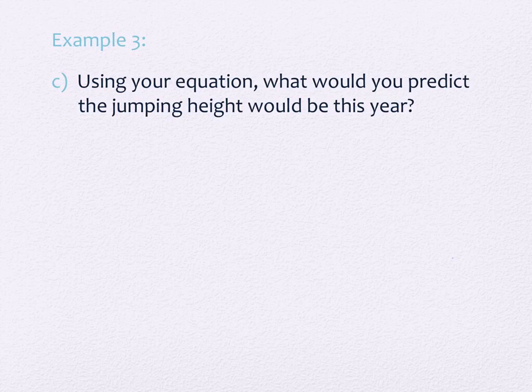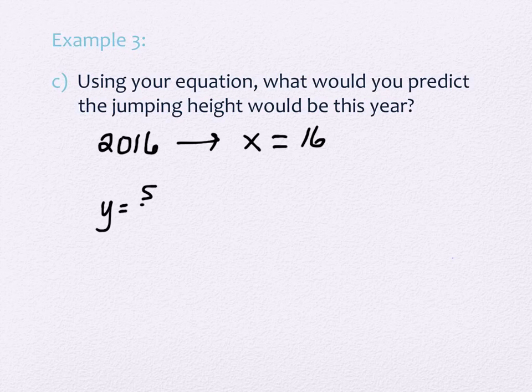So what year is this? 2016. So the 2016 would mean that I'm going to let x equal what? 16. And that's what I'm going to use in my equation. So my equation was 5/3 x, so that's 5/3 times 16, plus 58 2/3.